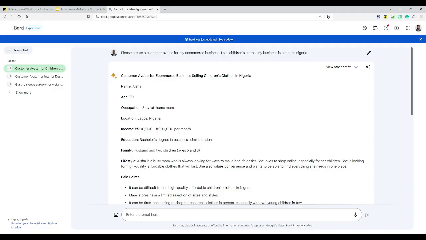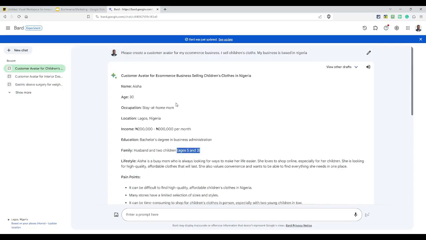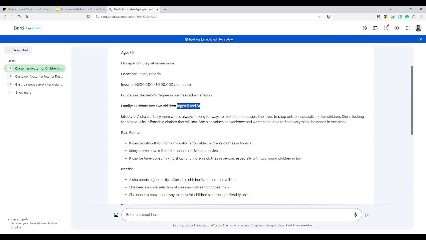So Aisha, age 30 years old. Now, your customer, I have to remember, as I said, is your ideal customer. So this is an example. Aisha, age 30 years old, her location is Lagos, Nigeria. Love that. Income is 200 to 300K a month. She has a BSc. She has a husband and 2 children. Obvious, because if she doesn't have children, she's not our ideal customer. What's her lifestyle?